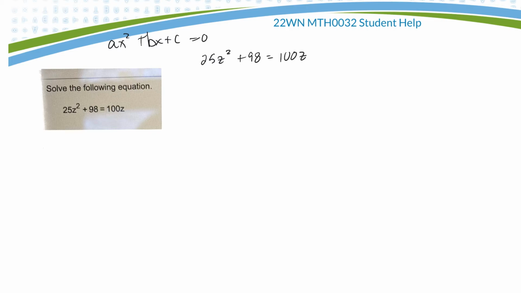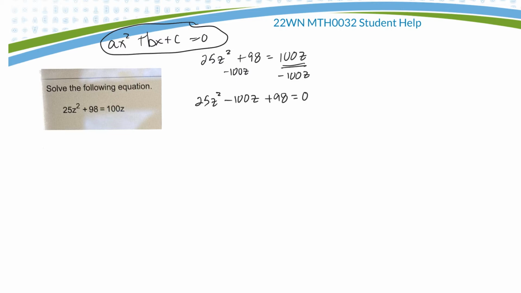Although you can use some other strategies, this is typically how we like to have it, especially if we're going to use a quadratic formula. So I need to move this 100z over to the other side. So I'll subtract 100z here, and over on the left side there's no other z, so I'll maybe just throw it in the middle, 100z there. So then I have 25z squared minus 100z plus 98 equals 0. Just check to make sure I have all my signs right. Yeah, I think I'm right.